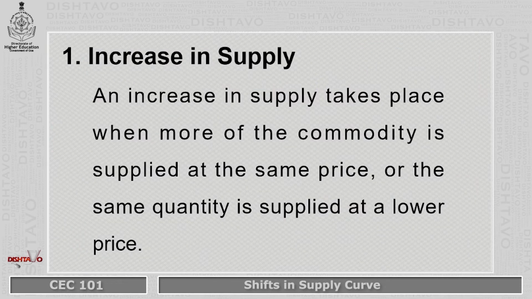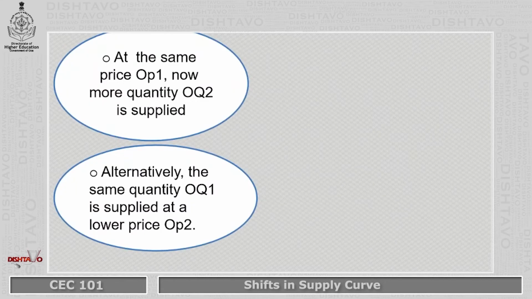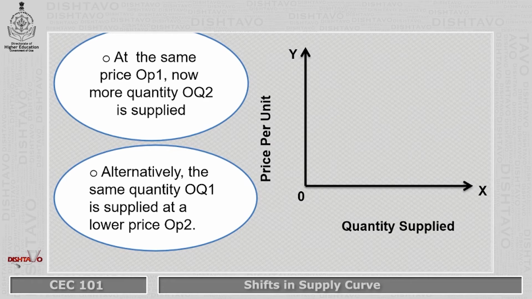So students, now we will see what is increase in supply and a decrease in supply with the help of a diagram. An increase in supply takes place when more of the commodity is supplied at the same price or the same quantity is supplied at a lower price. When increase in supply takes place, the supply curve shifts towards the right. On x-axis, we measure quantity supplied. On y-axis, we measure price per unit.